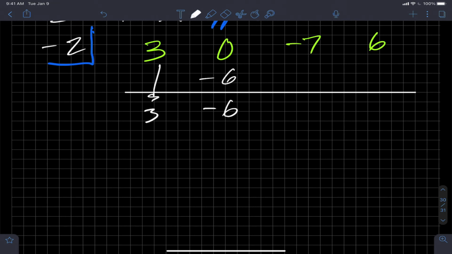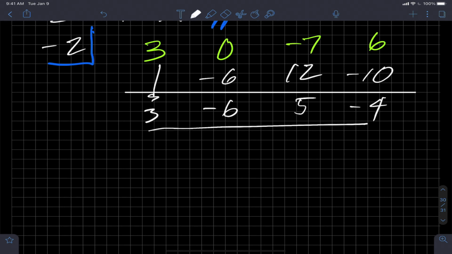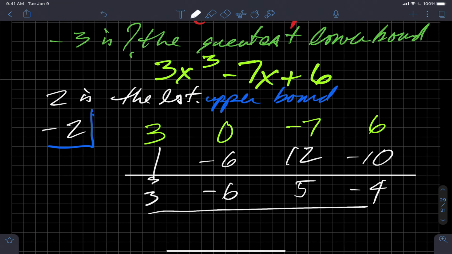I don't know what I just did. It seems like I did this before. Did I do this wrong before? I don't know. -2 times -6 is 12. And so that's going to be 5. -2 times 5 is -10. No, okay, I was all right. I'm just misremembering the numbers, I think. -10 plus 6 is -4. And so is it alternating again? Yes. So -2 is also a lower bound.